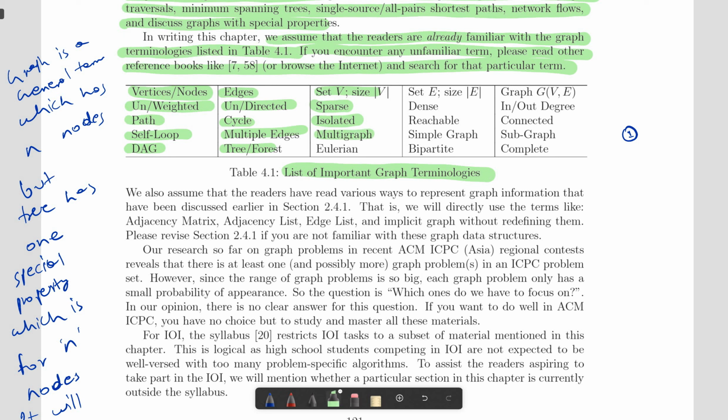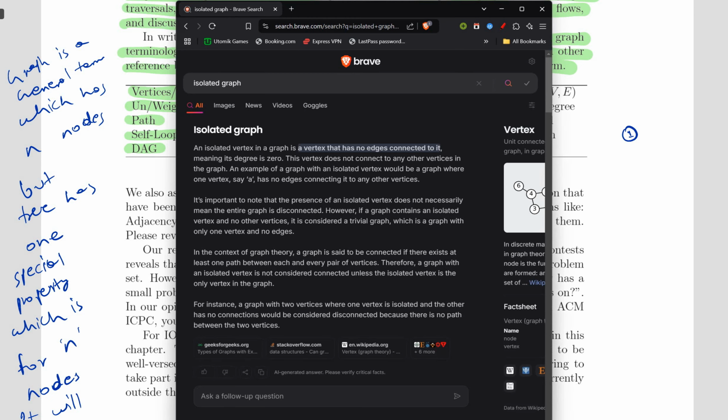Okay, multigraph, what is a multigraph? Let's search.